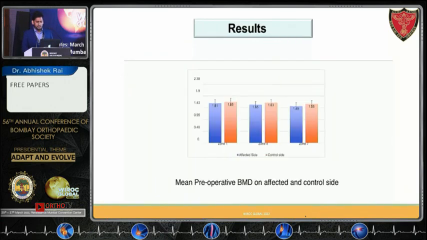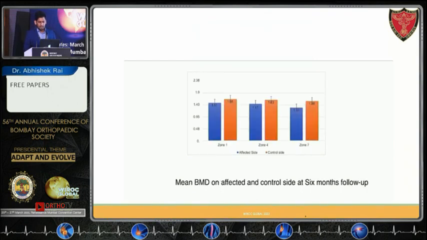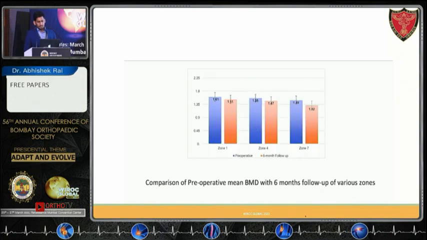Now we can see in the results, this is the chart showing the mean preoperative bone mineral density on the affected and the control side. We can see that the bone mineral density on the affected side was significantly lower than the control side. A similar trend was seen at 6 months follow-up. What is important to see here is there was a reduction in bone mass in all the zones, with special emphasis on the three zones.